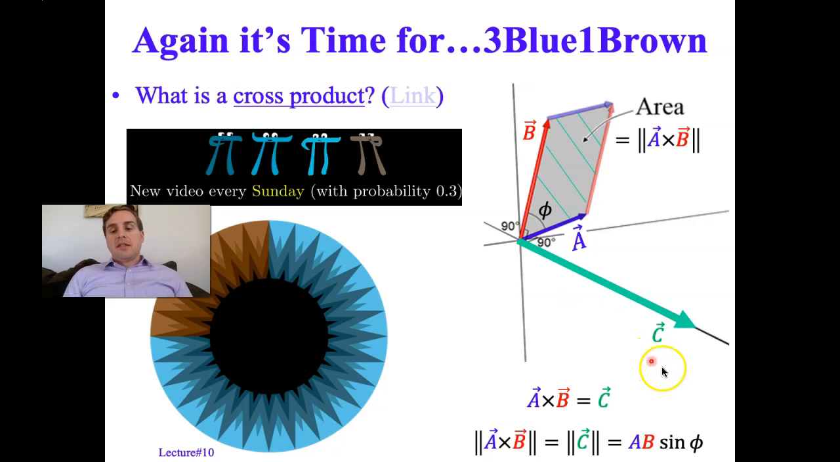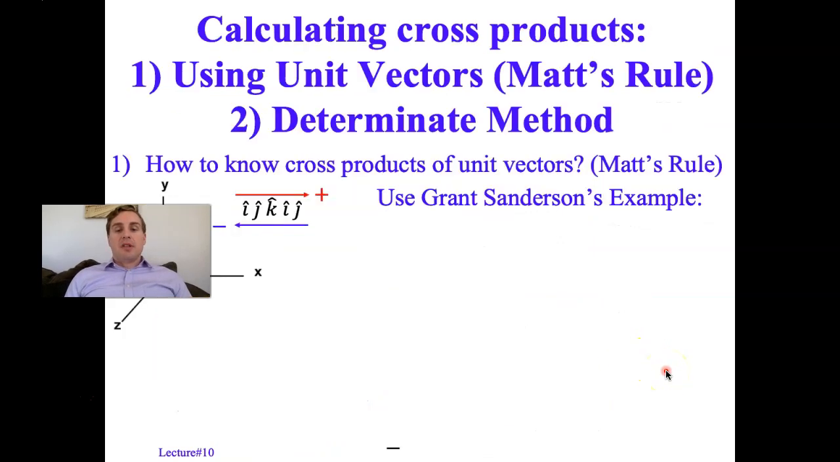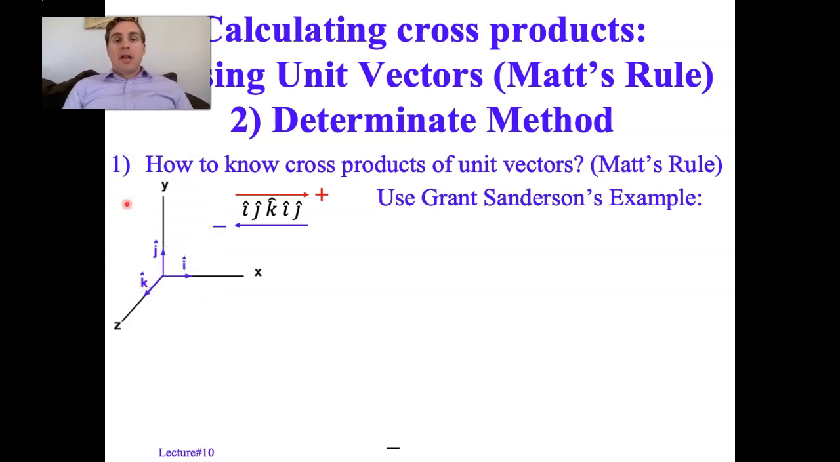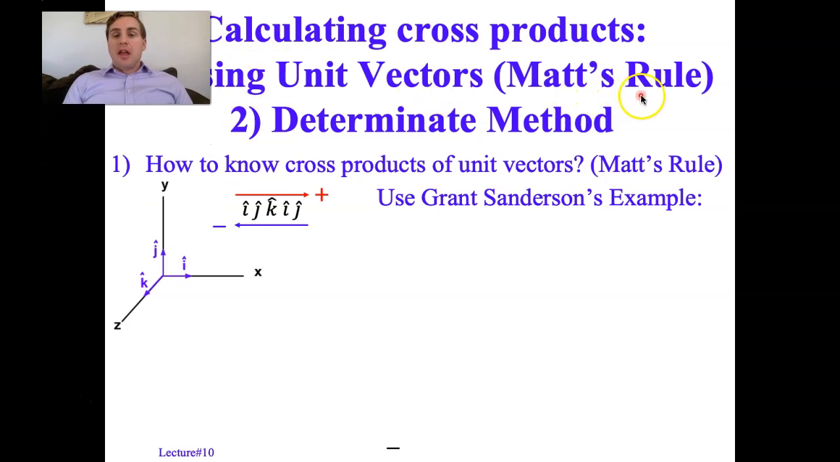Now you may say this is all well and good and mathematical, but how does it relate to physics? Well, even before we get to that, I'd like to talk about how you calculate cross products. The first method I'm going to talk about is using unit vectors, and I'm going to title this Matt's Rule. I named this after my roommate in college because it's an amazing method I've seen before, but I've never seen anyone else name it, so I've decided to name it. The second method I'll talk about is the so-called determinant method.